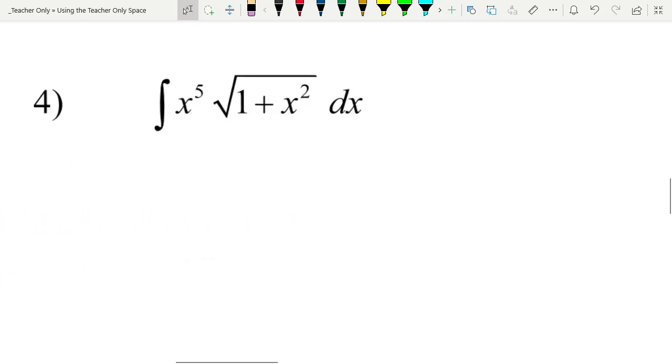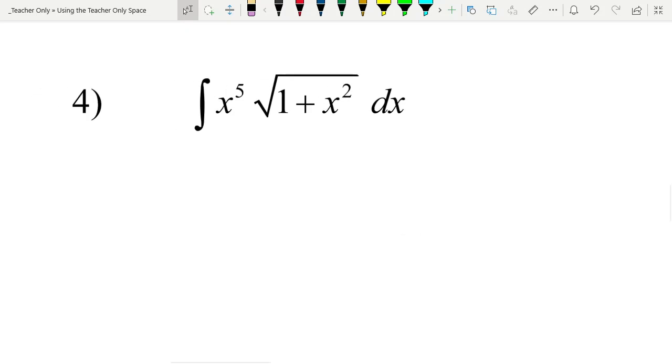So on to number 4. All right. Ooh, this is looking familiar. All right, so you may want to pause it. You might want to try to take a run at it and see if you can recognize the technique.